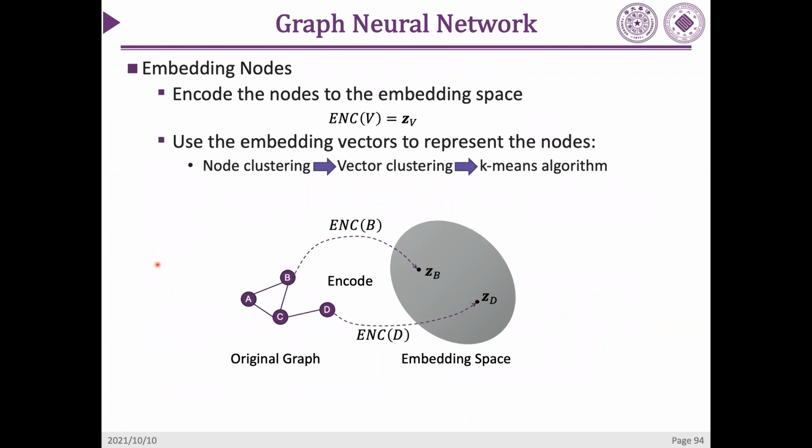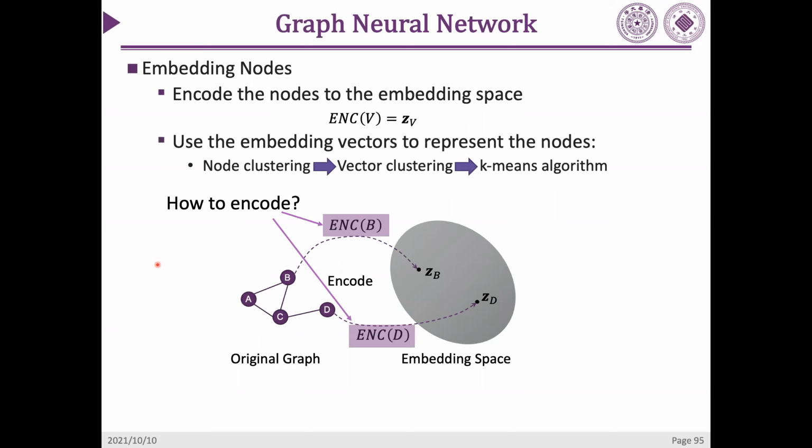When handling tasks on graphs, we also hope to generate low-dimensional features of the nodes. In other words, encoding the nodes into the embedding space is the key function of the graph neural network. After that, we can use the embedding vectors to represent the nodes and solve the problem in the embedding space. For example, the node clustering problem can be regarded as a vector clustering problem in the embedding space, and then can be easily solved with the k-means algorithm.